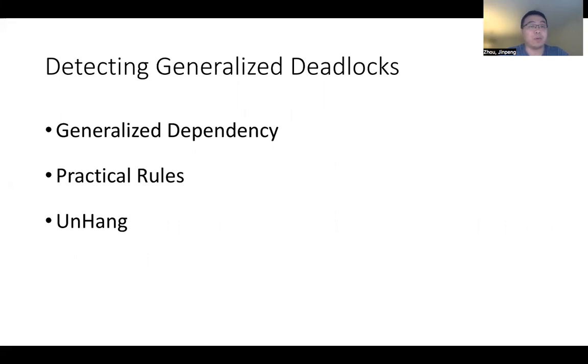In our work, we aim to provide effective and efficient detection for generalized deadlocks. We first define the concept of generalized dependency to represent the hold and wait relation involving locks and condition variables. Then we define several rules for the generalized dependency to make it more practical for real applications. In the end, we implemented a prototype named OnHam based on the generalized dependency.